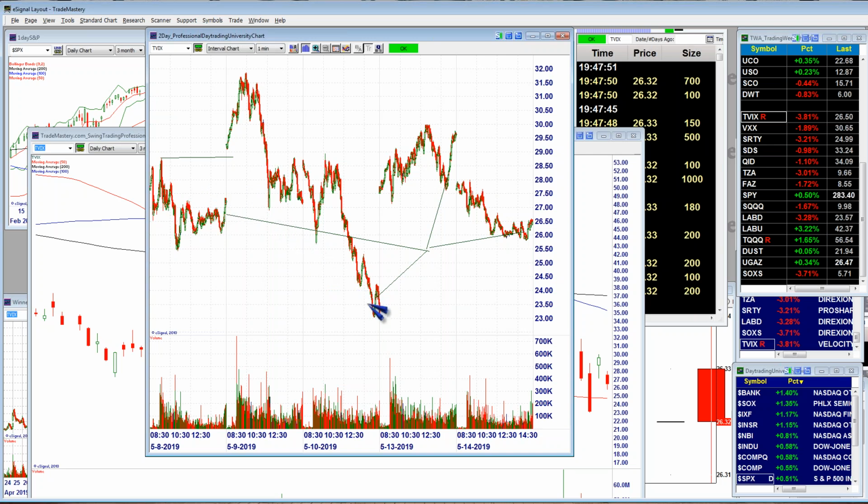You can see the circle there. You can see the pivot long there. Anything that repeats itself consistently is exploitable.